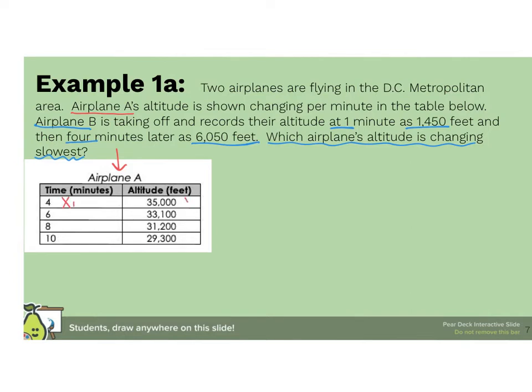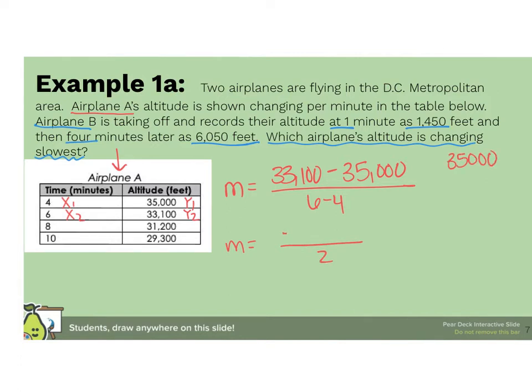So X1, Y1, X2, Y2. Plug it into the slope formula, and we get 33,100 minus 35,000 over 6 minus 4. So I have to flip this around, which means my answer will be negative 33.1. So this becomes a 4. This becomes a 10. 009. So 1,900 over 2.